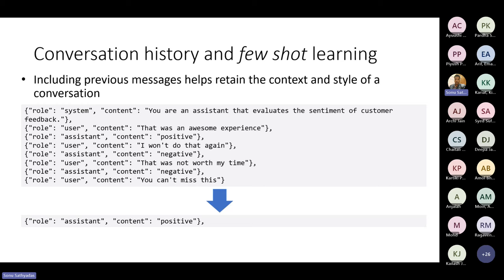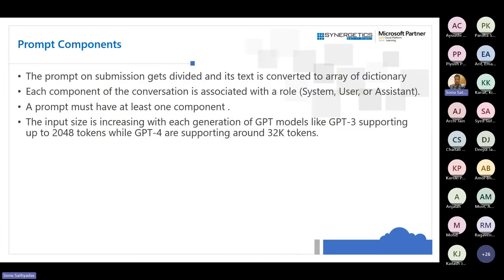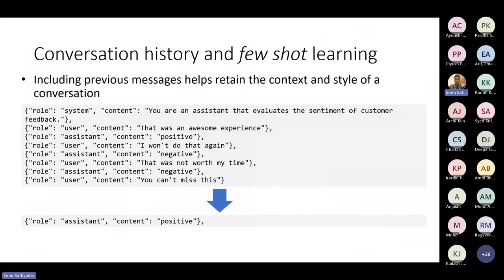But think that if the user is not including these previous conversations and directly gives the last one, that is role equal to user, and content "you can't miss this." The assistant will be confused about what is meant by this. Then maybe the assistant will say, "Yes, you can't miss this opportunity because this is coming once in a lifetime," something like that, because the assistant is not able to understand what the expected response should be. But from the previous conversations, it is clearly mentioned that the user is expecting a positive or negative sentiment.